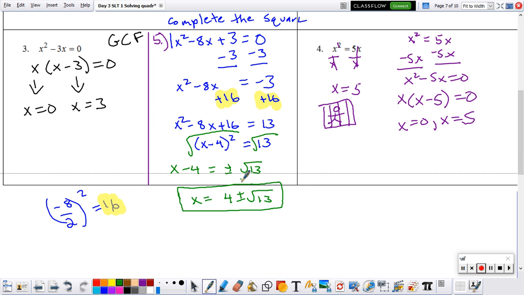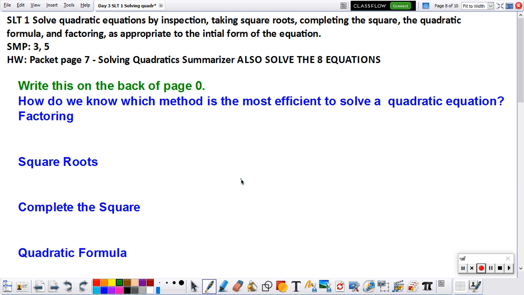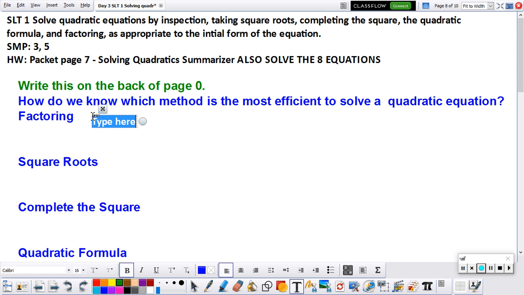Ladies and gentlemen, let's summarize, shall we? Write this on the back of page 0. How do we know when to use what method? How do we know when to use factoring? We use factoring when it factors. You need to check all your factoring methods. Can I factor it using greatest common factor? Can I factor it using a equals 1? Can I factor it using difference of 2 squares, etc.?